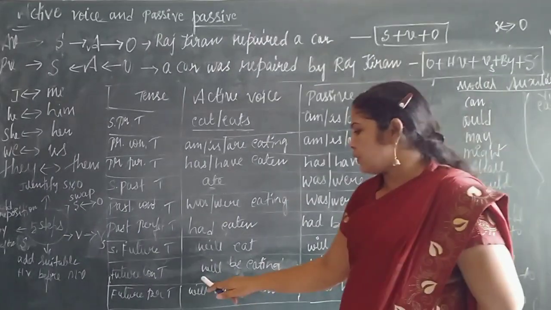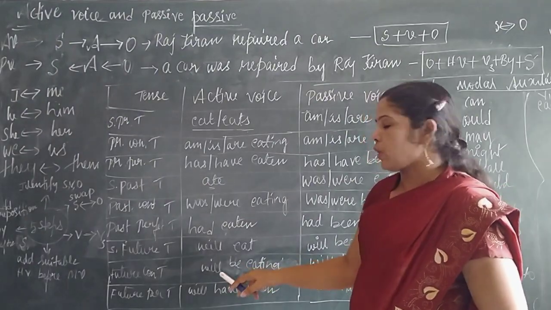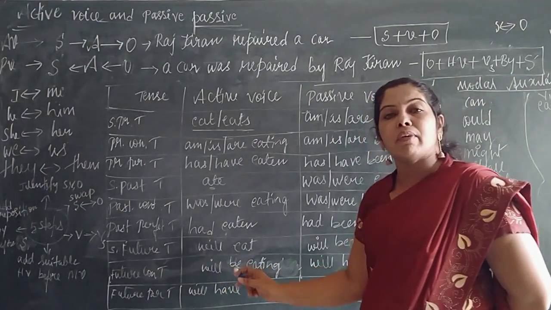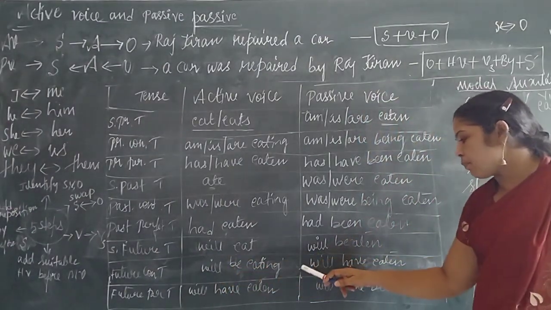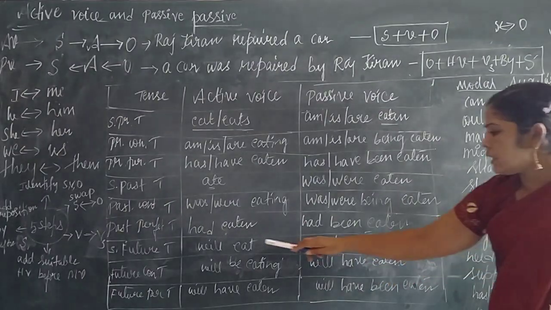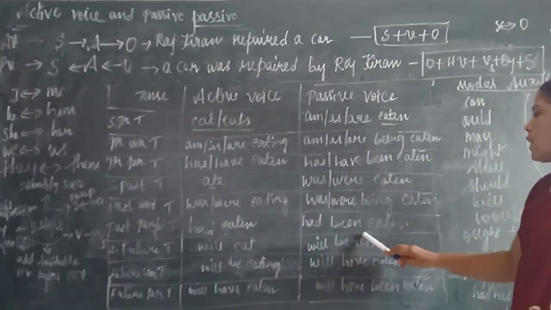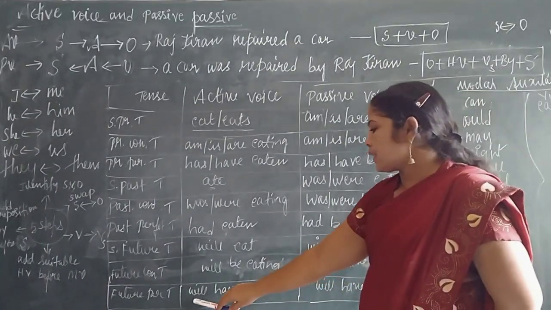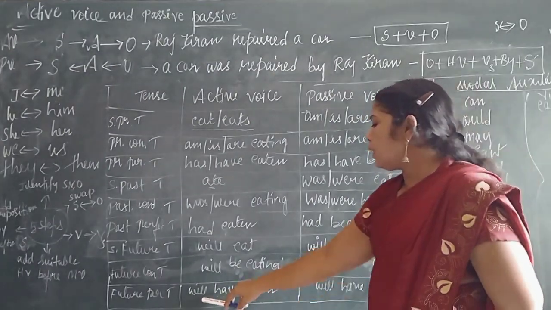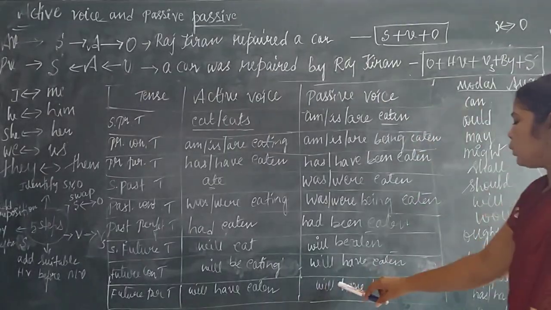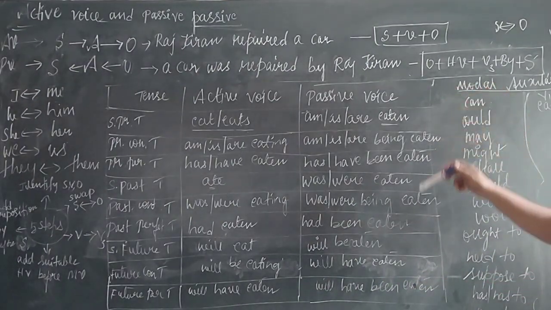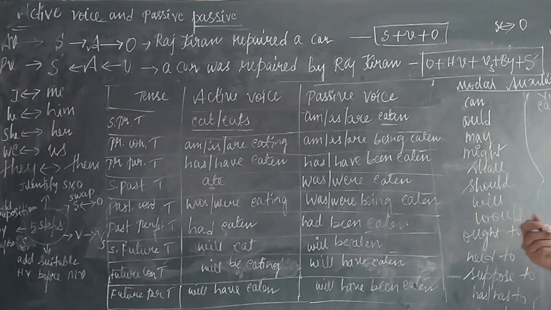And again in future continuous tense, we will have the structure in active voice like this: will be eating, she will be eating, he will be eating, they will be eating an apple. Here it will become "apple will have been eaten." So in the place of "be," we add "have" in the passive voice. And in future perfect tense, generally in active voice, we will have the sentence like "will have eaten," that becomes "will have been eaten." So you must remember these rules well so that it will be very easy for you to convert a given sentence from active voice to passive voice.